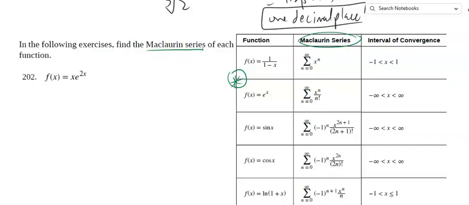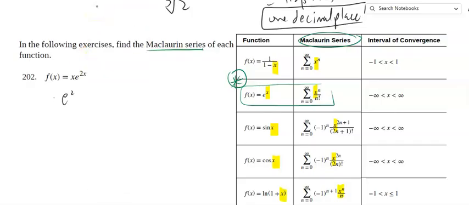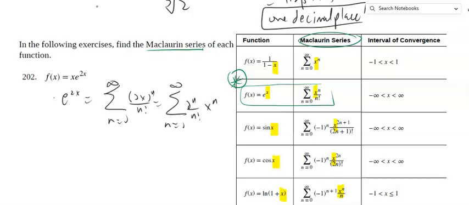Well, we want to find a Maclaurin series for f of x equal x e to the 2x. We know that e to the x, all of these are dependent on x. So what does that mean? That means I could say, look, e to the 2x is the series n equals 0 to infinity. In place of x, replace 2x to the n over n factorial. That is the series n equals 0 to infinity, 2 to the n over n factorial x to the n.